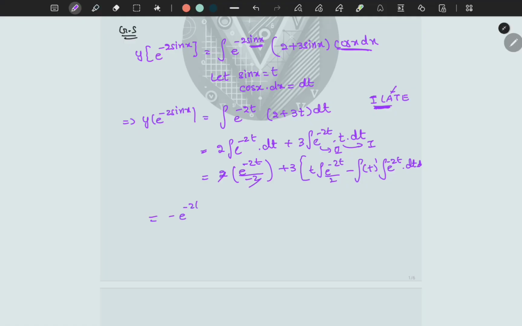So we get minus e power minus 2t plus 3 into, if I integrate it, I think it should be just the integral of e power minus 2t. So here if I integrate it, I'll be getting t by minus 2 into e power minus 2t, minus integral of t, derivative of t is 1 because we are differentiating with respect to t. So we get minus integral of e power minus 2t is again e power minus 2t divided by minus 2, and if I integrate that once again, I'll be getting e power minus 2t divided by minus 2 into dt.